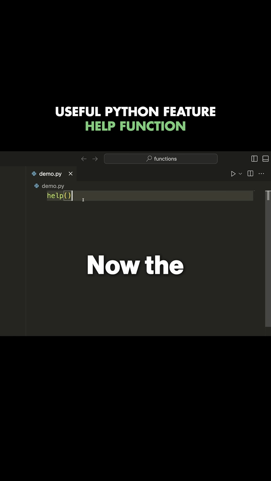help function. Now, the help function allows us to print out the documentation of a Python function so we don't need to go to the internet to look it up, and we can really quickly get access to how a function works.